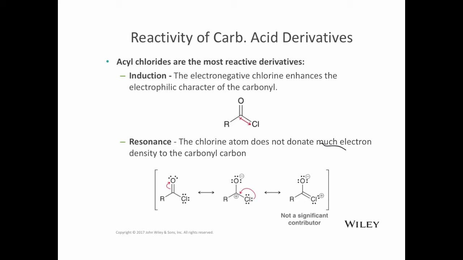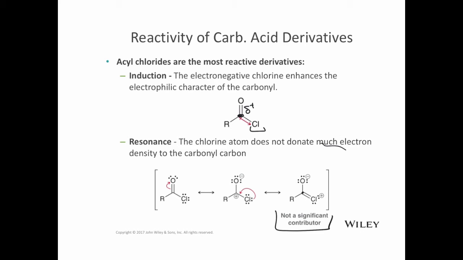So acid chlorides are really reactive because of induction and resonance. So you have this really electronegative chlorine that is enhancing the electrophilic character of the carbonyl. So it's making this carbon even more partially positive, which makes it easy to be attacked by nucleophiles. Now with resonance, the chlorine atom does not donate much electron density to the carbonyl carbon, which also makes the carbonyl carbon more reactive.